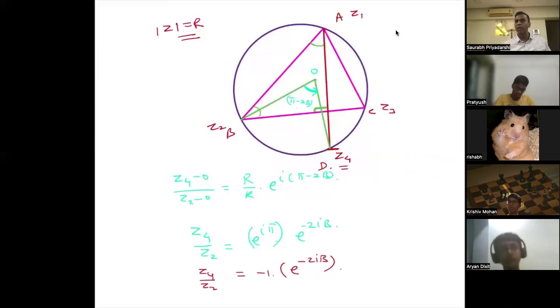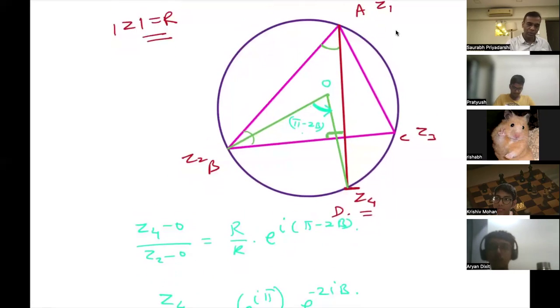You have to use a little bit of geometry, a little bit of rotation. Okay, Z4 by Z2 is equal to -1 into e to the power -2iB, right? Now see, has everyone noted this down? Done, everyone?